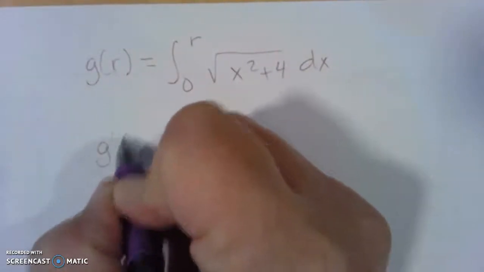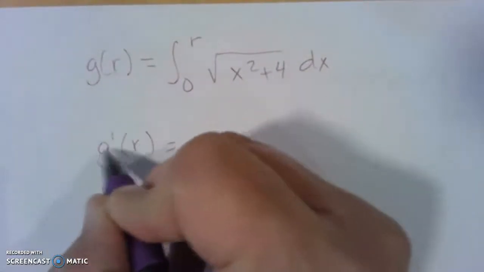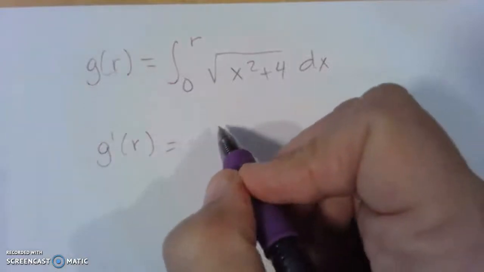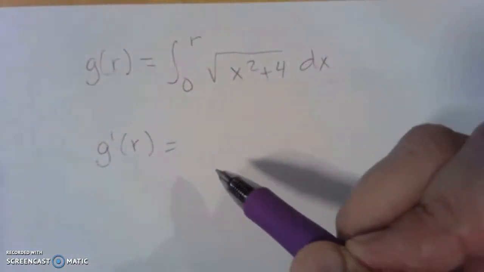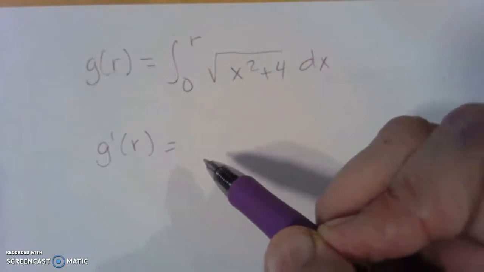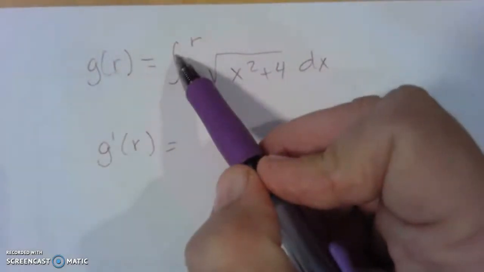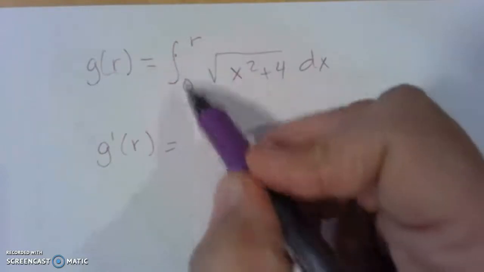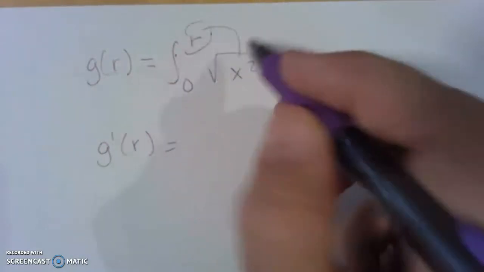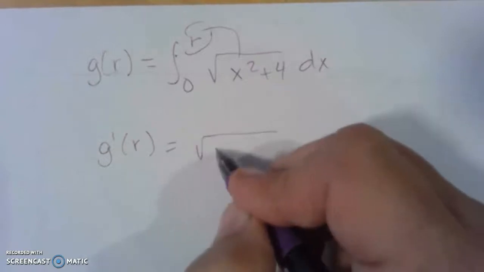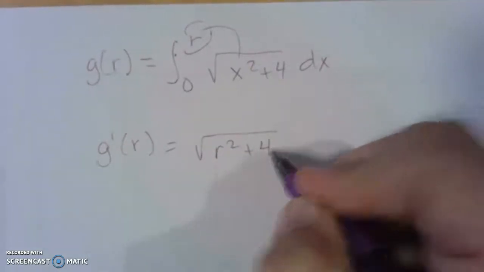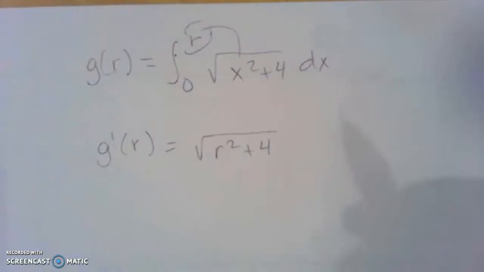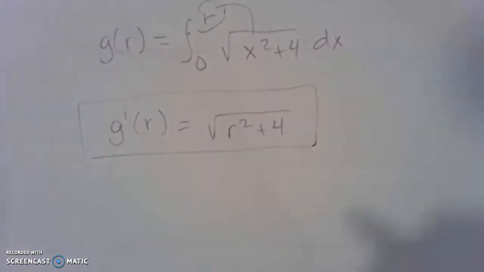So I'm going to take the derivative of this side. Well, if I take the derivative of the left side, I have to take the derivative of the right side. The relationship between the derivative and the integral is that they cancel each other out. They're inverses of each other. So all I have to do is plug that in here. So I'm going to get the square root of r squared plus 4 times the derivative of r, which is 1. Okay, so I'm done. This is my answer. It makes it really easy.